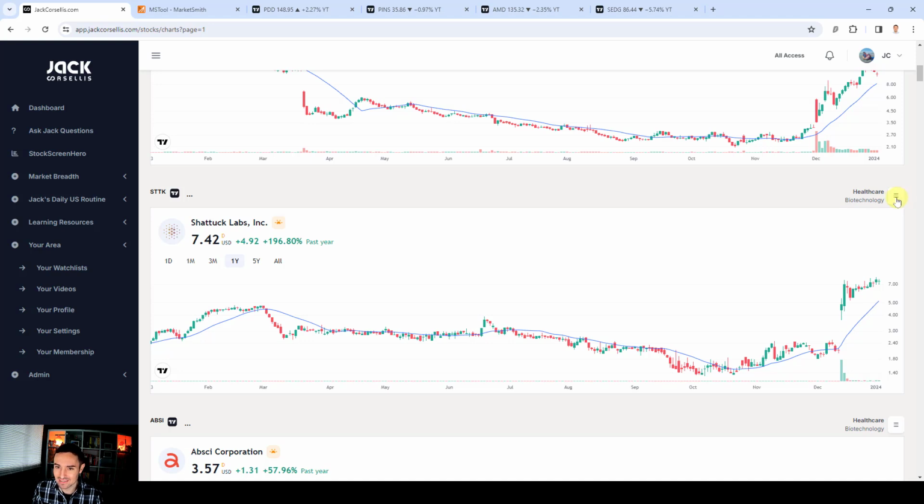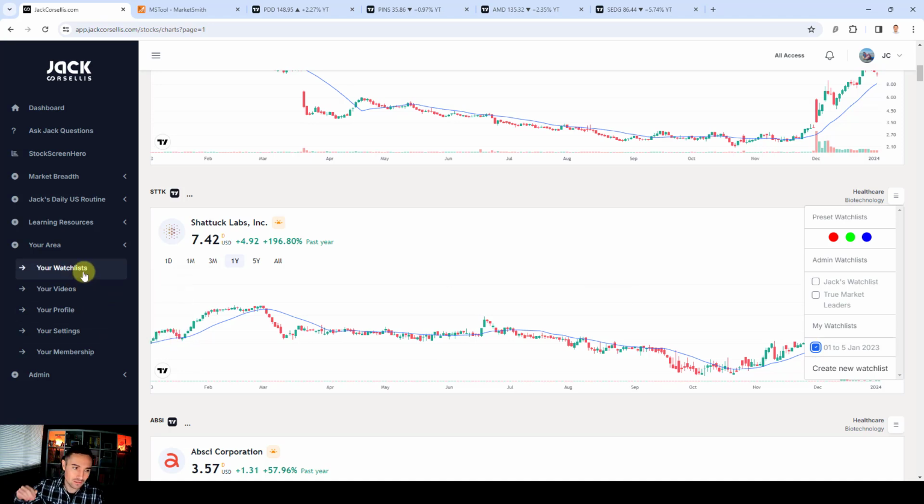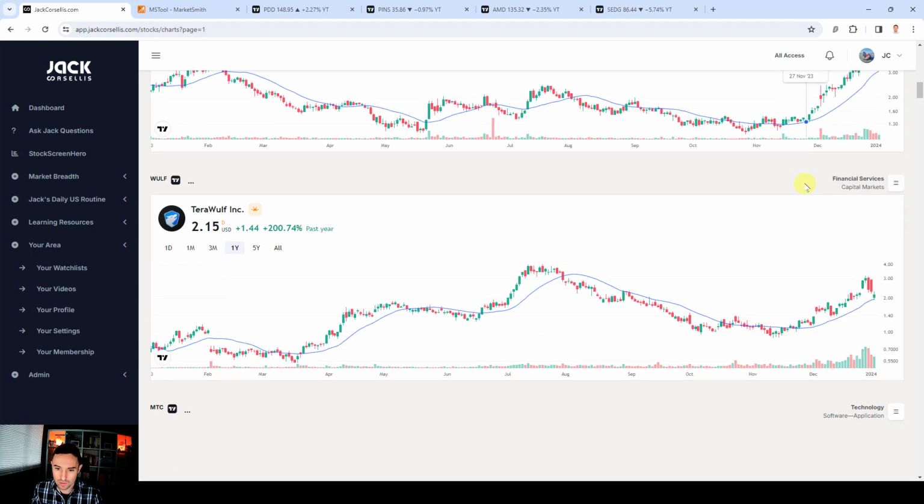I can click this here. This is called the hamburger menu. I can click this here and I can add this into a watch list. I can then go and find my watch list here and then import that into TC2000, into TradingView, MarketSmith, whatever you want to do. So I can then go and put these stocks here into a watch list. I can keep going through.